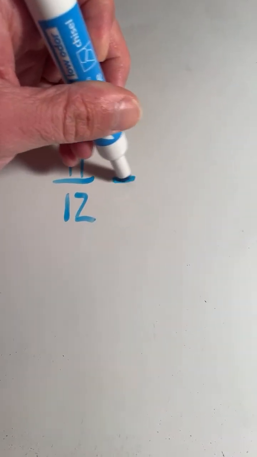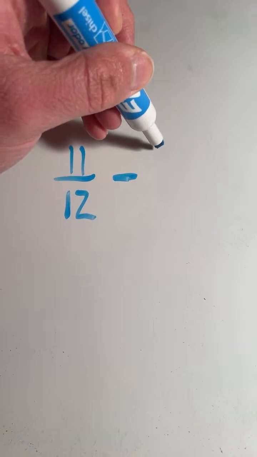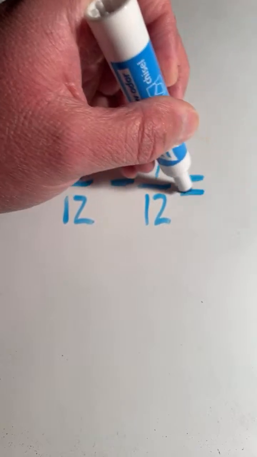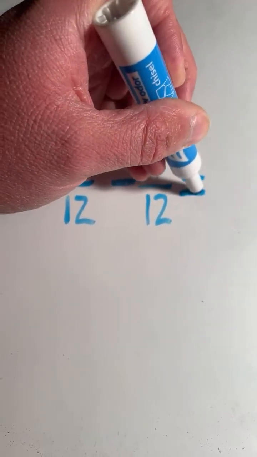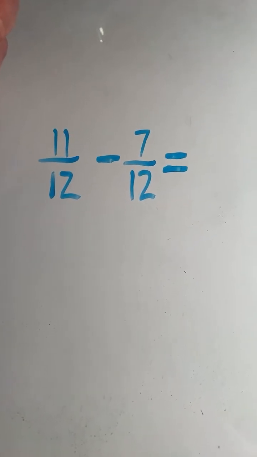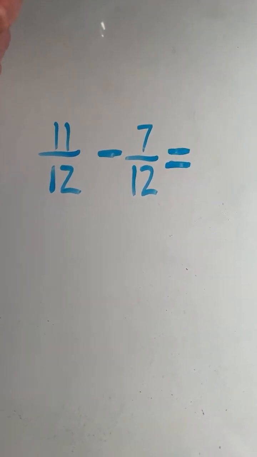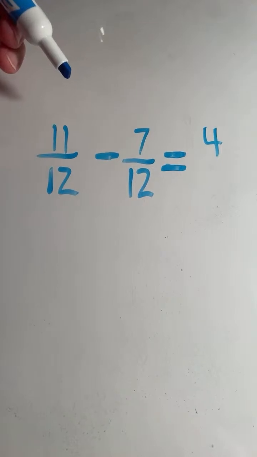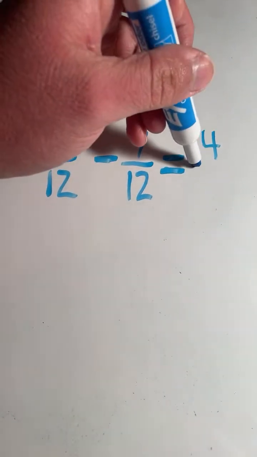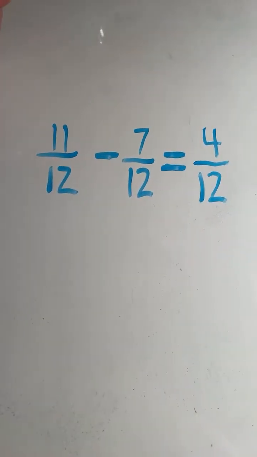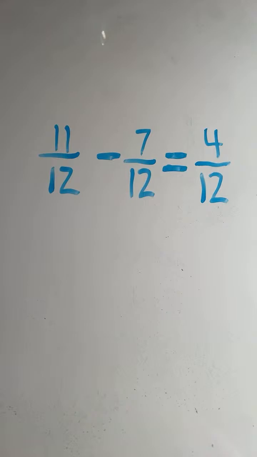11/12 minus 7/12. And no, we're not going to reduce to lowest terms in this video. We're just going to be adding and subtracting fractions. We're going to save reducing fractions to lowest terms for another video. 11 minus 7 equals 4. We keep our denominator the same. 11/12 minus 7/12 equals 4/12.